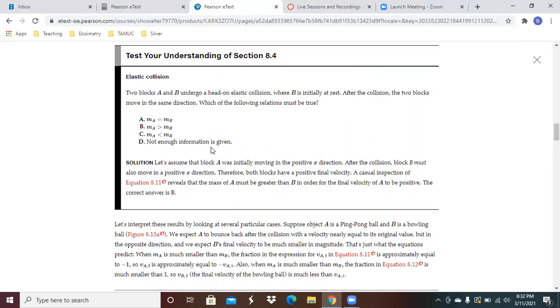We're going to assume that block A was initially moving in the positive x direction. After the collision, block B must also move in the positive x direction. Therefore, both blocks have a positive final velocity. A casual interpretation of equation 8.11 reveals that the mass of A must be greater than the mass of B in order for the final velocity to be positive. So the correct answer here happens to be B.